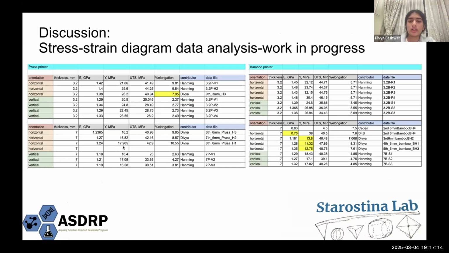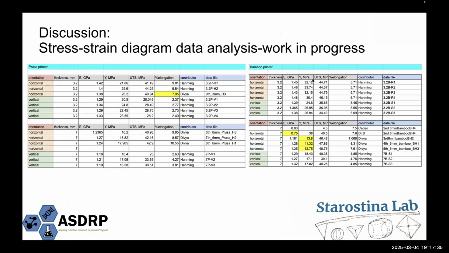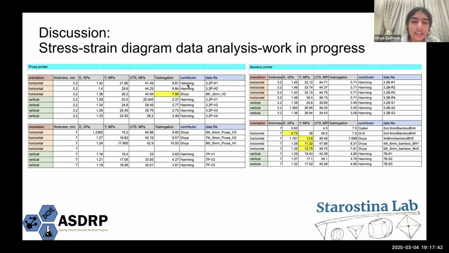So this is the collection of all of the data from our stress strain diagrams. It is currently a work in progress, and we're yet to analyze it in depth. But so far, you can see that our Young's moduli are very similar between all orientations and printers. However, there are some differences for the other mechanical properties.